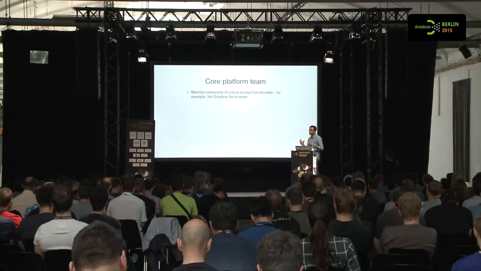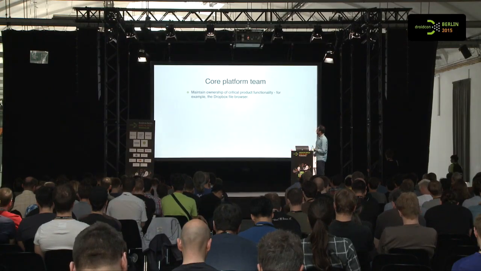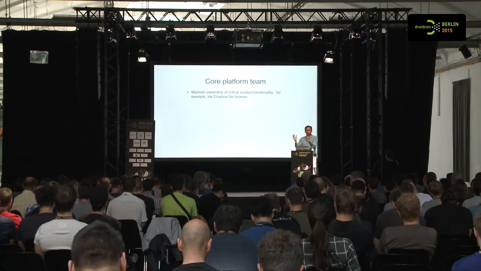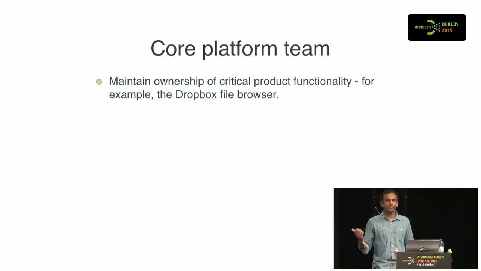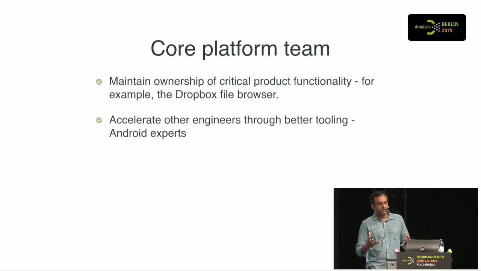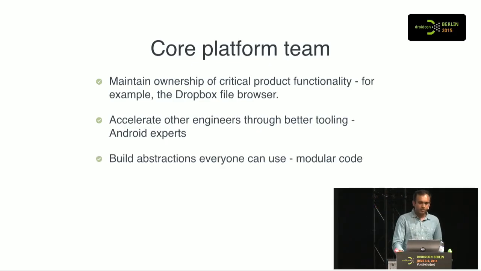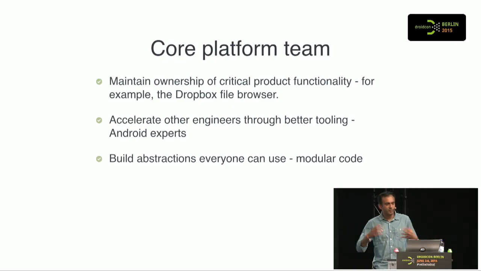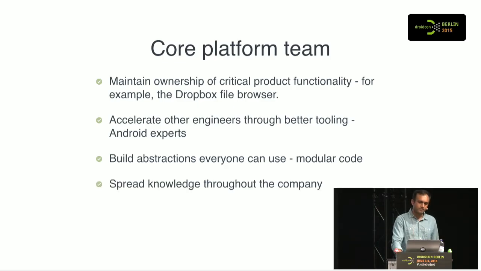And the core platform team, it's important that they maintain ownership of critical product functionality. So in our case, for example, the core Dropbox file browser would still be owned by the platform team. And their other role is to accelerate the rest of the company through better tooling, better abstractions, more modular code, and also spreading Android expertise throughout the company.